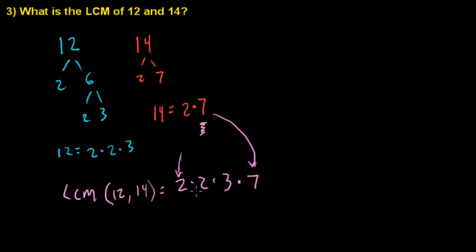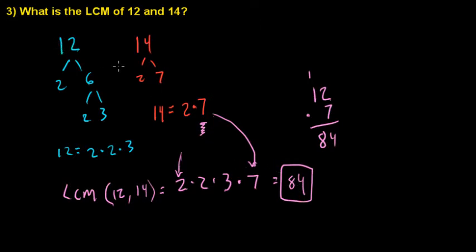Okay. So 2 times 2 is 4. 4 times 3 is 12. And 12 times 7, well, let's see. 12 times 7, gives us 14. Carry the 1. 7 times 1 is 7. Plus 1 is 8. So I end up with 84. So the least common multiple of 12 and 14 is 84.